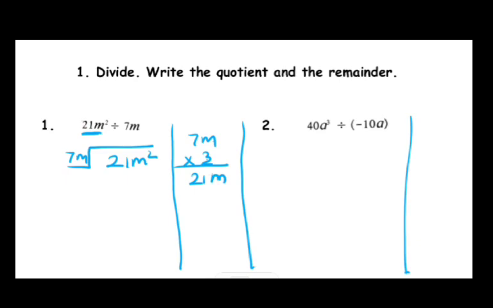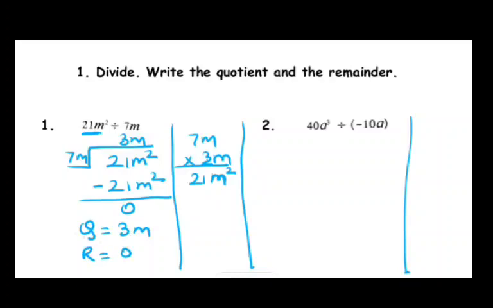But do I just want an m or do I want an m square? I want an m square, so I will have to add another m. m into m makes it m square. So 7m into 3m will give me 21m square. We have to put in the subtraction sign, which always is a part of the division method. 0. My quotient is 3m. My remainder is 0. And here you go.